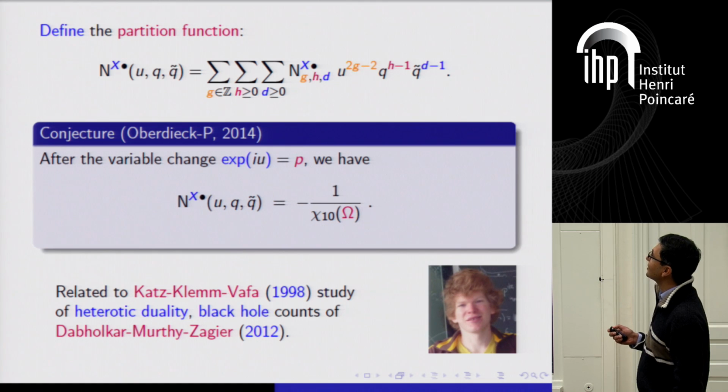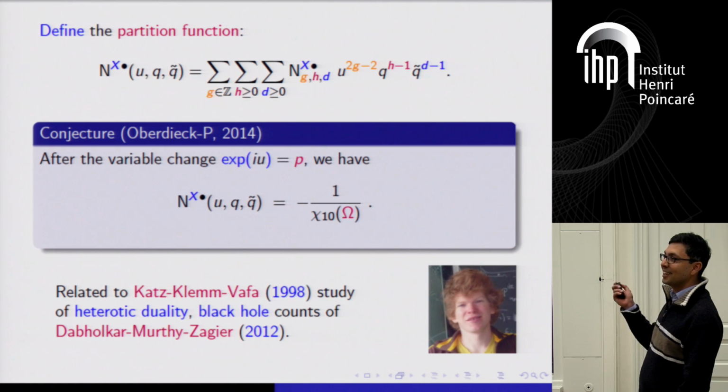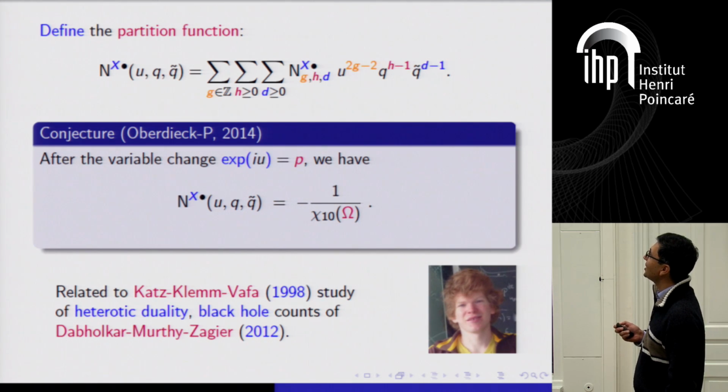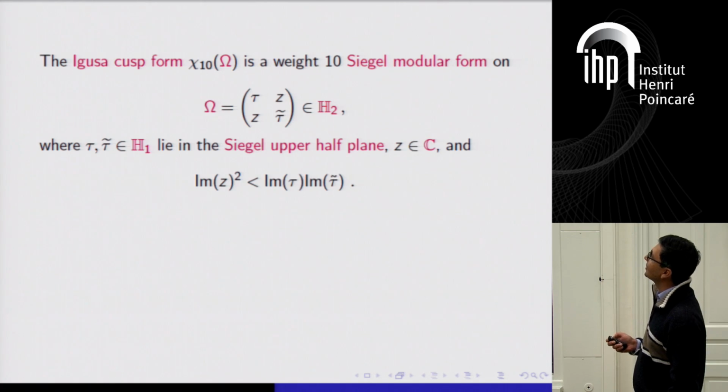So this is hardly a definition. If I tell you chi10, what are you going to say? But this 10 is the weight. It's a Siegel modular form. This talk ends with just explaining what this function is. That's kind of a beautiful function. So it's this Igusa cusp form, a weight 10 Siegel modular form. Its domain is the Siegel upper half space H2.